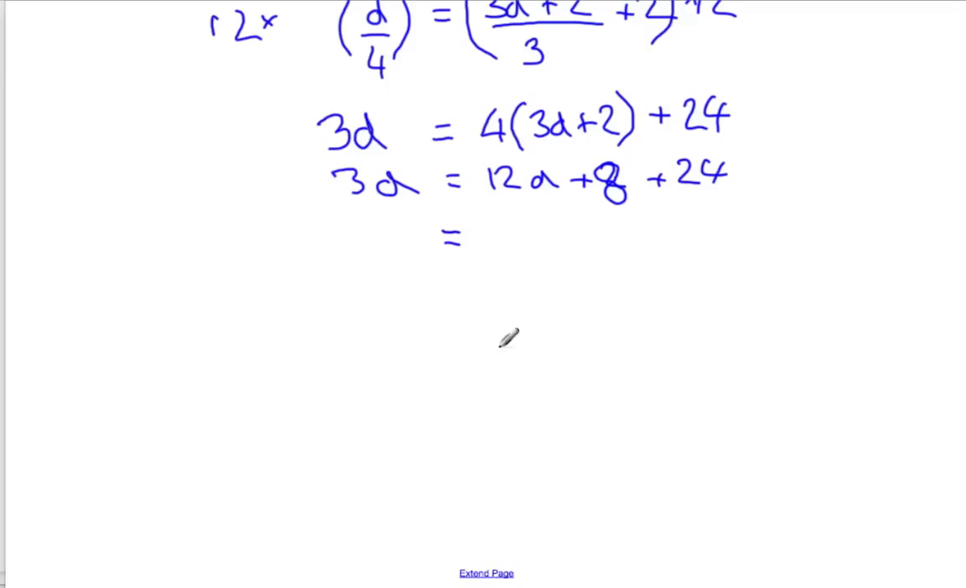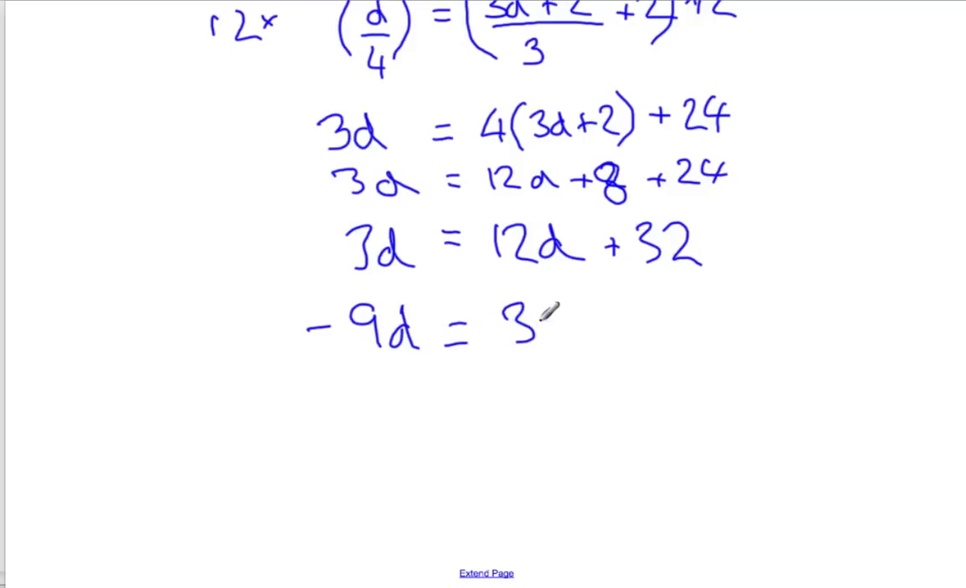I'd like to next put 3d equals 12d, and let's add the 8 and 24. So I get 32. Bringing the d's together, I'm going to subtract the 12d. If we subtract 12d, we're going to end up with minus 9d equals 32. Divide, and it doesn't turn out so nicely, this one. 32 over 9, and it's negative. It's divided by negative 9, or this whole fraction is negative. Can we simplify that one?